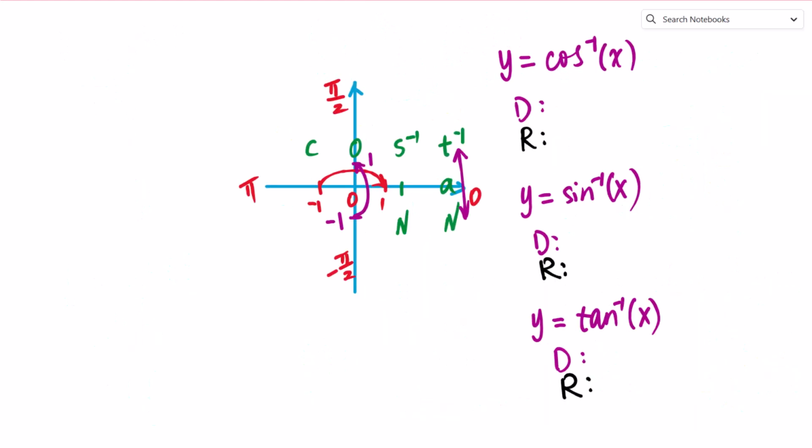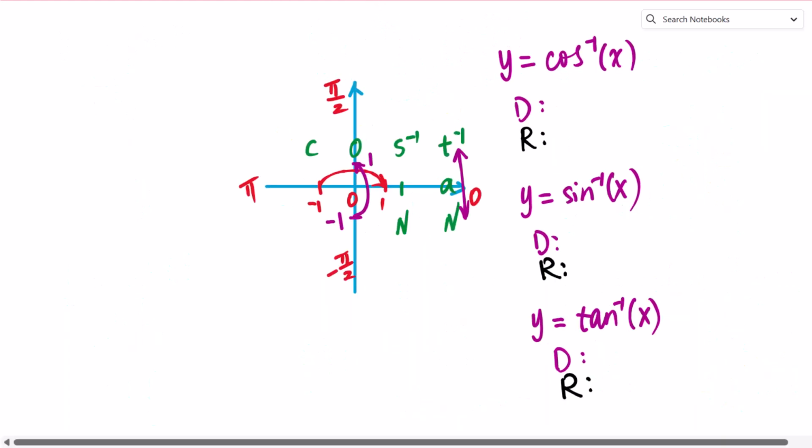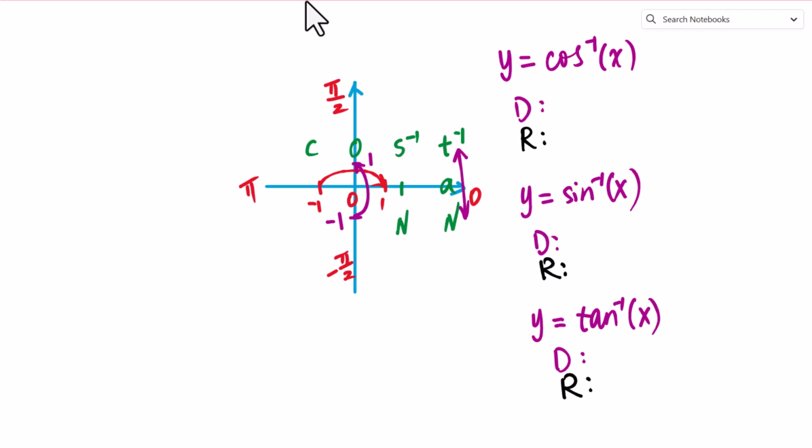Try to remember how to draw this diagram for inverse trig functions. Based on this diagram, you can write down domain and range for these three different inverse trig functions. For inverse cosine function, domain is between -1 and 1. Range is between 0 and pi.